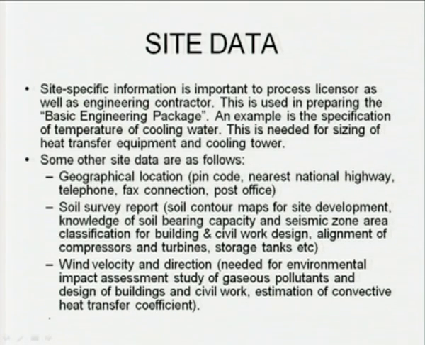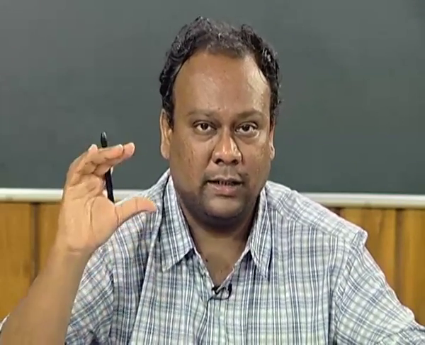In addition to this basic climatic data, we also need some additional data, that is the geographical location of the plant, the nearest national highway, telephone, fax connection, post office, then the soil survey report. Soil contour maps for site development need to be prepared. The knowledge of the soil bearing capacity and seismic zone area classification for building and civil work is very important, especially if your reactors and other plant equipment are very heavy. If the soil bearing capacity is not high, then there could be a sinkage of the land, which could distort or damage the equipment.